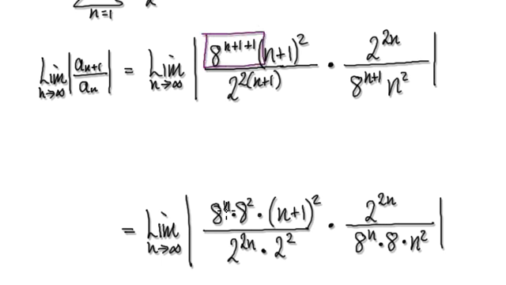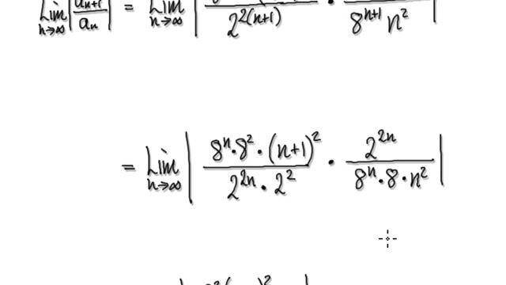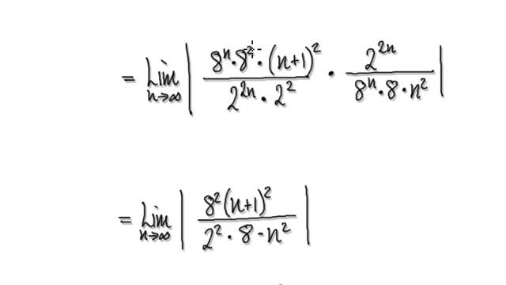Looking at this, that's the same as 8 to the power of n times 8 squared. And this is the same as 2 to the power of 2n plus 2, which is 2 to the power of 2n times 2 to the power of 2. And then looking at this, that's the same as 8 to the power of n times 8. So now tidy this up.